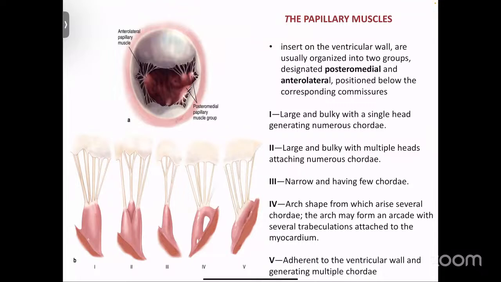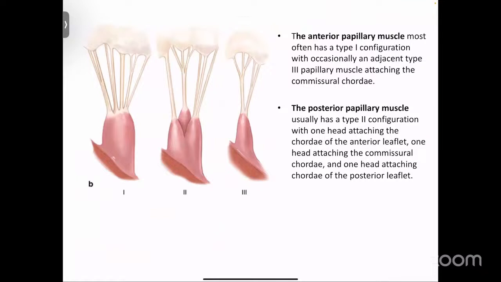Generally, they have 5 configurations. The anterior papillary muscle most often has type 1 configuration, with occasionally an adjacent type 3 configuration papillary muscle attaching to the commissural chordae. And the posterior papillary muscle, or the posteromedial papillary muscle, has usually type 2 configuration.